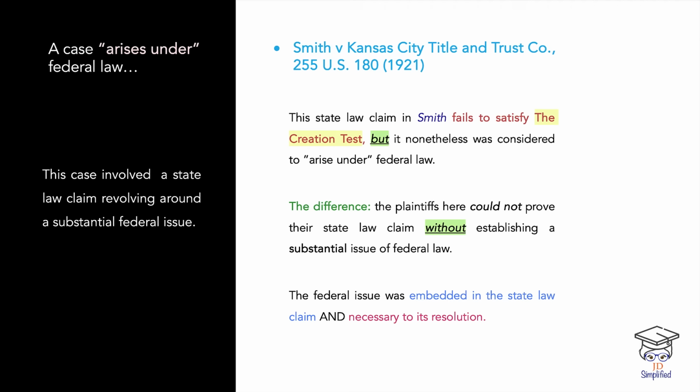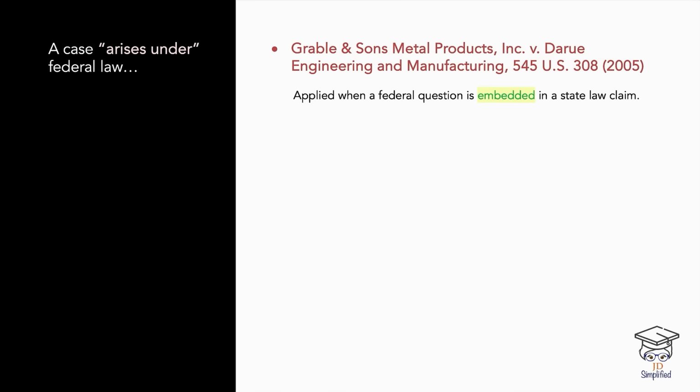So this kind of set the groundwork for Grable and Sons. Much later, the Supreme Court, in the 1983 case of Franchise Tax Board v. Laborers Vocation Trust, suggested that the exception in Smith regarding the embedded federal claim is a viable basis for finding federal jurisdiction under 1331. The rule that ultimately came out of Grable and Sons is applied when a federal question is embedded in a state law claim.